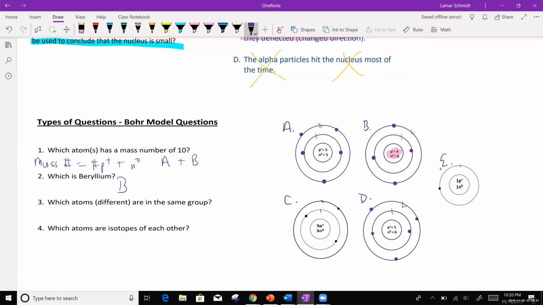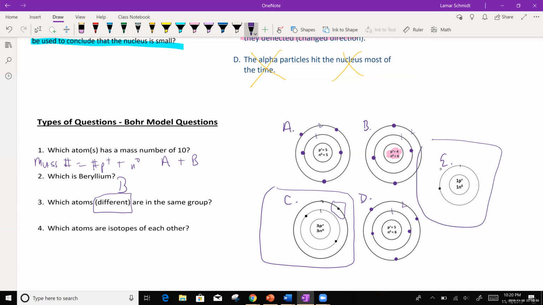And then which atoms, and there have to be different atoms, are in the same group? What you should know is that atoms with the same number of valence electrons are in the same group. If you look at choice C, it has 1 valence electron, and choice E has 1 valence electron, and they're both in group 1. So our answer here was choice C and E.